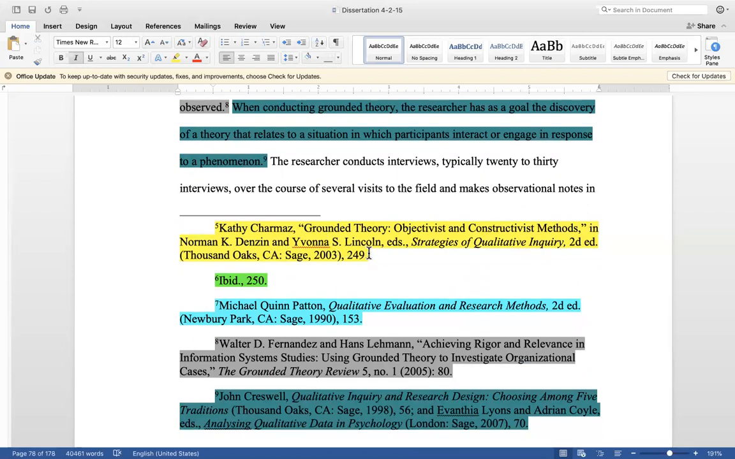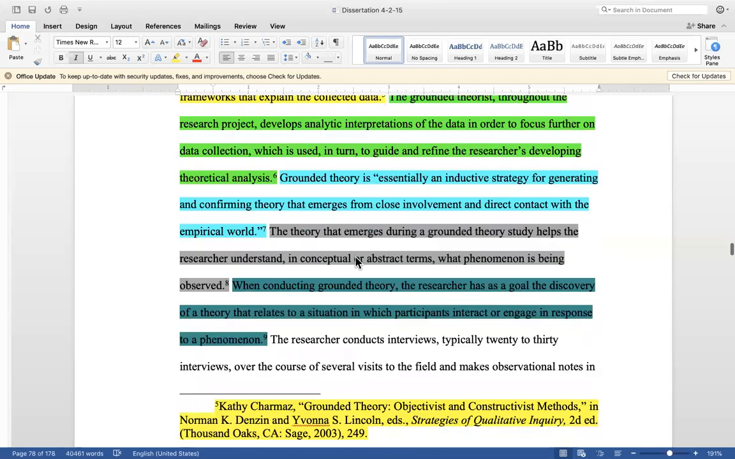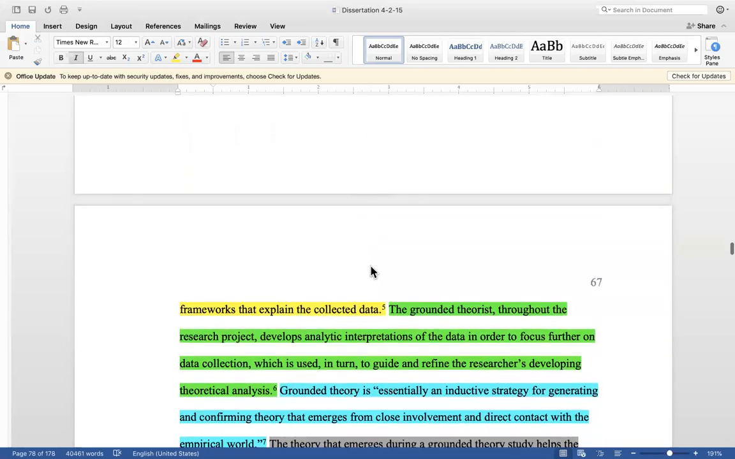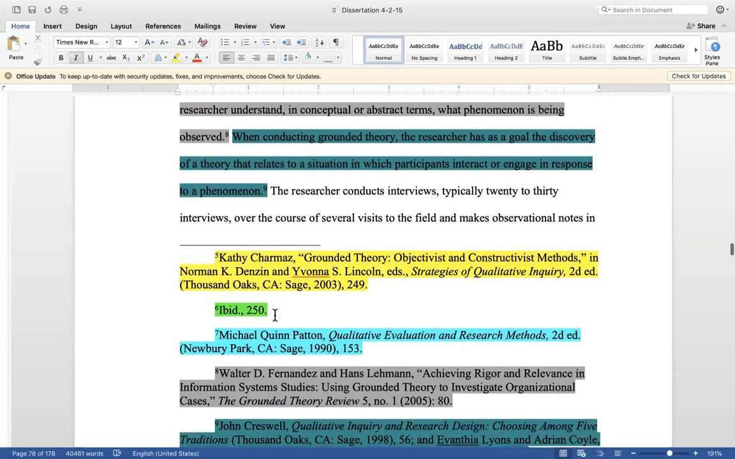So imagine you're holding the chapter in your hand by Kathy Charmaz, and you have the page open to 249, and you found some really good information, and you put that in your paper and footnoted number 5. Then you flipped over to the very next page and found even more good information. You would let the reader know that this was ibid, in the same place as. So the person reading your paper would know, oh, okay, this information on page 250 came from Kathy Charmaz's chapter in this book.